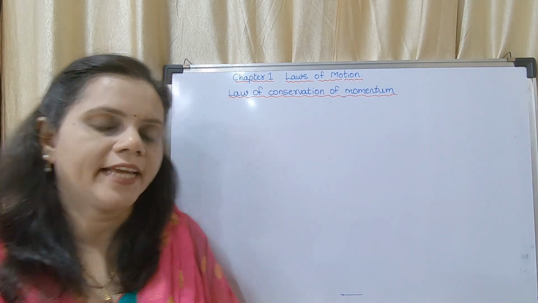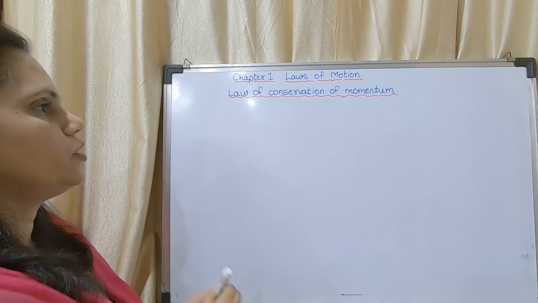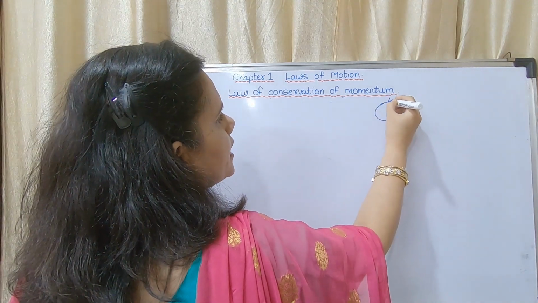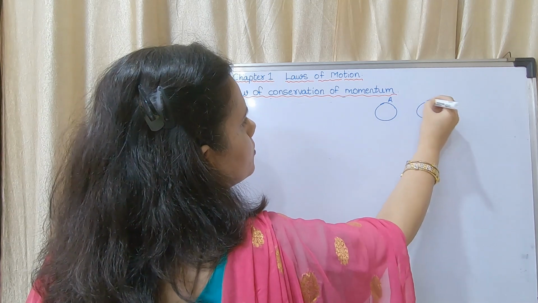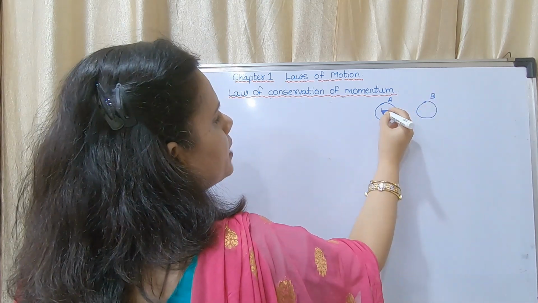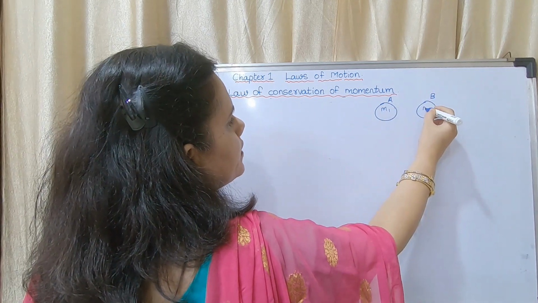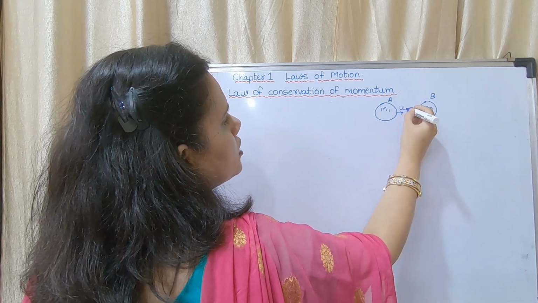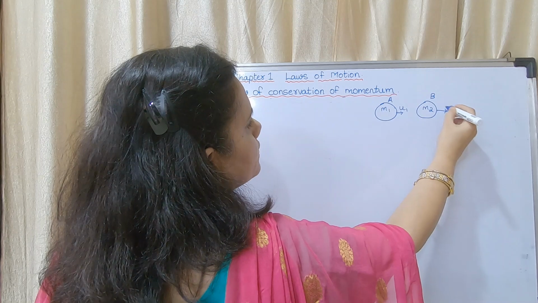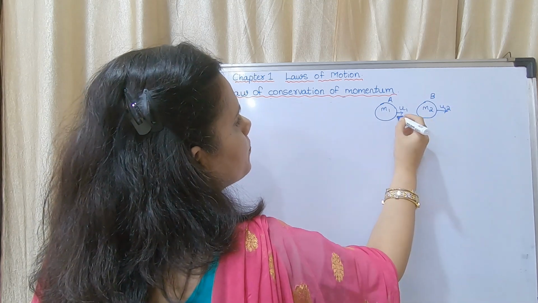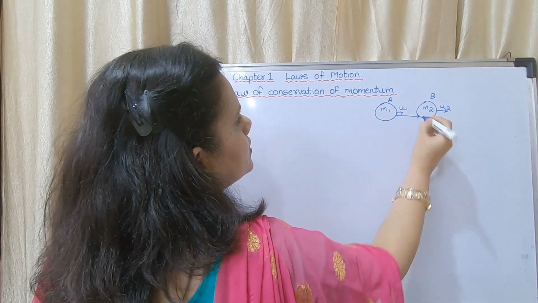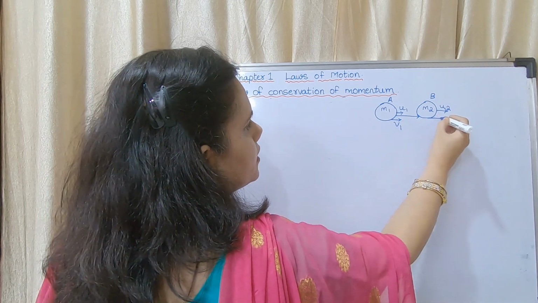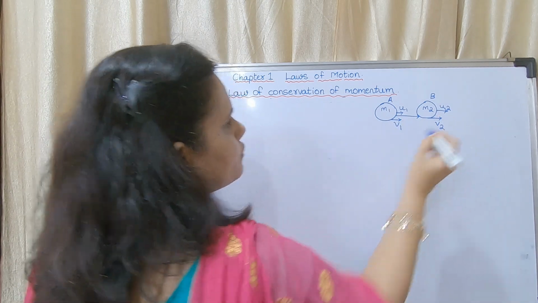Now I will show it again. There are two objects, one object A, another object B. This has mass m1, this has mass m2. This is moving with initial velocity u1, this is moving with initial velocity u2. This will come and collide with this. After collision, the final velocity is v1 and the final velocity is v2.